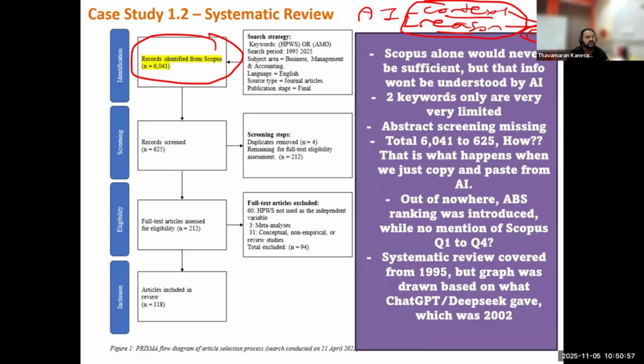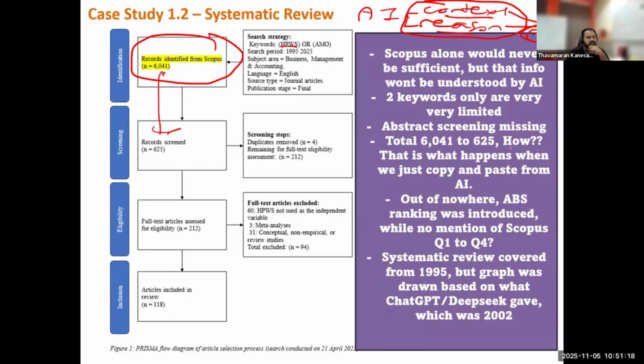Next thing, two keywords only is very limited. So they only used HPWS, AMO. AMO is a theory. Only two keywords, not enough. Not enough at all. You need more than two. Then, if you look at here, from 6,041, suddenly it became 625.